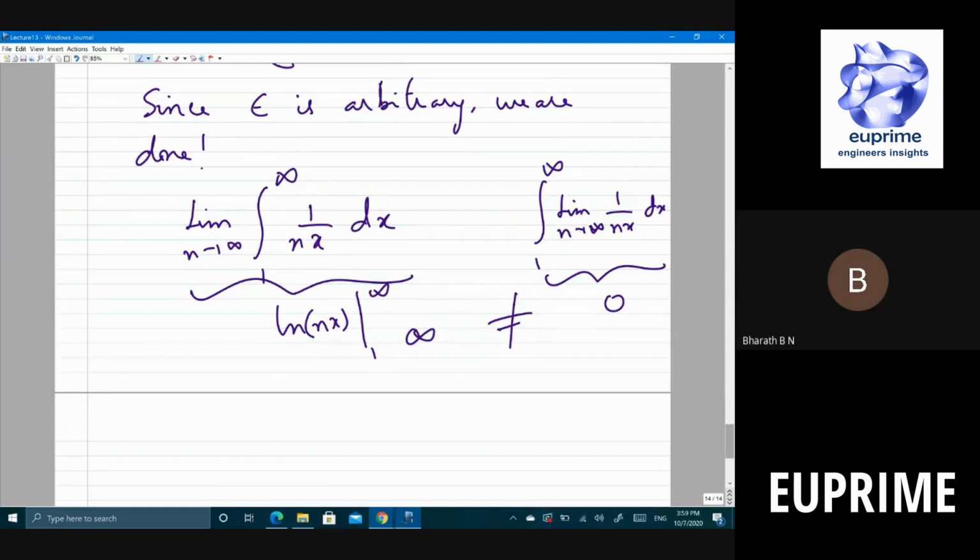So it's a monotone sequence, right? It's bounded also because for n equal to 1, I get 1 by x. So anyway, it's bounded by 1. It cannot be more than 1. It cannot be less than 0 because it's a non-negative variable, right? So now, why can't we interchange the limit and integration? Why?